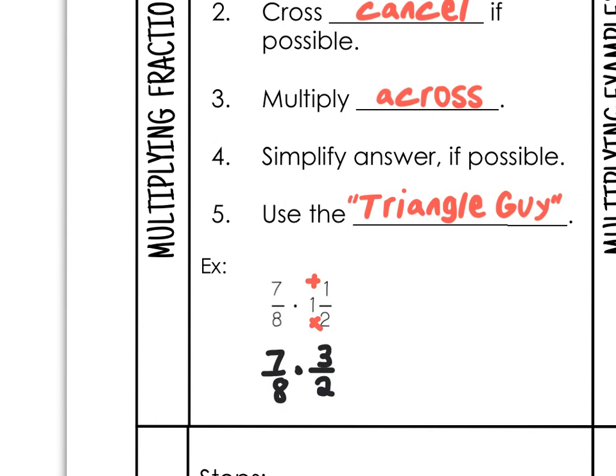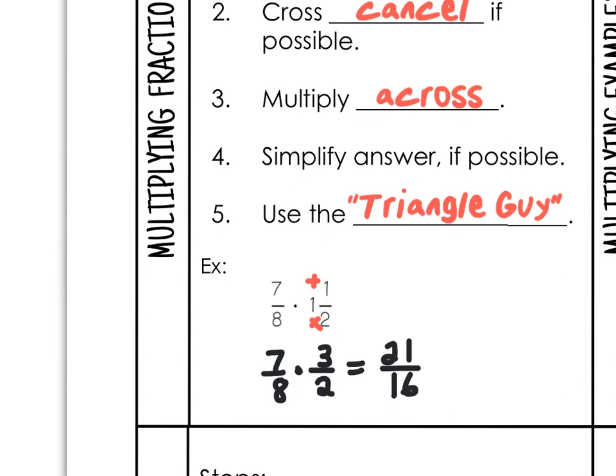So we look at the numbers diagonally from each other. 8 and 3 in this case, they don't share a common factor, so we can't cross cancel that way, nor does 7 and 2 share a common factor. So now we're not going to need to find common denominators. We're going to do step number 3, which is multiply across. So when we multiply across, we have 7 times 3, well that's 21. 8 times 2, and that's 16.